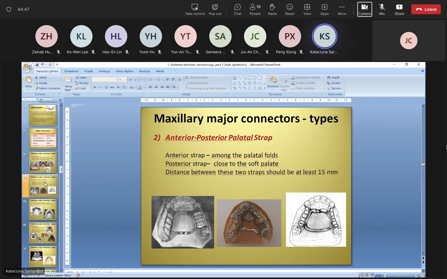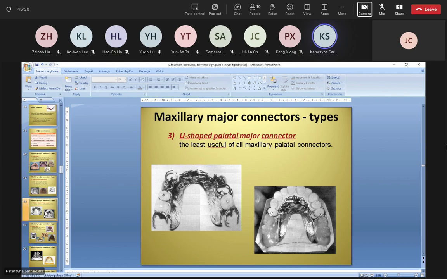The anterior strap is placed among the palatal folds and the posterior strap close to the soft palate. And you see between them is a hole, and the distance between these two straps should be at least 15 millimeters. And when can such a connector be used? In the case when we have the very big palatal middle sheath. So here, when this palatal part is very big, we can use the anterior-posterior palatal strap.